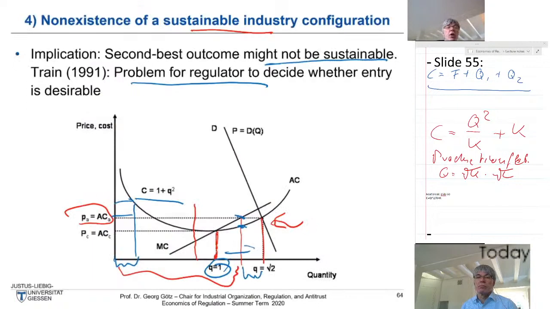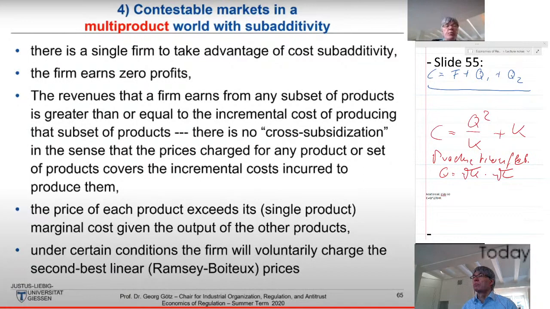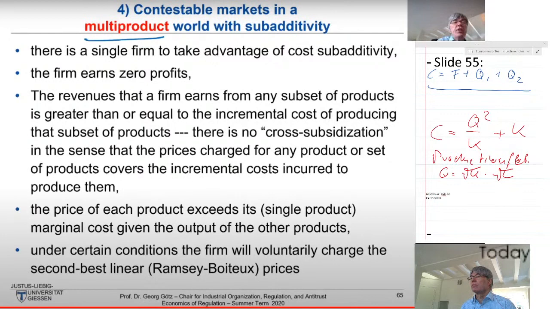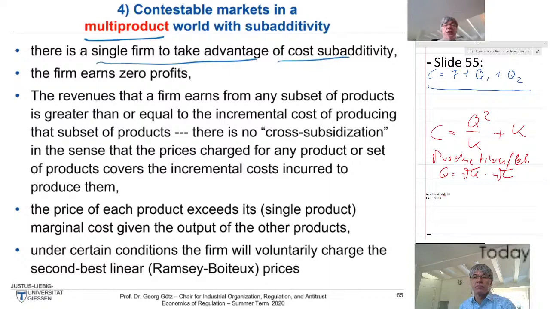Of course, from a more general point of view, it's interesting, as we introduced economies of scope previously, how contestable markets work in a multi-product world and what the result will be. The point is rather straightforward. If there is global cost sub-additivity, a single firm will take all of the advantages of cost sub-additivity. This firm earns zero profits, and the revenues that firm earns from any subset of products are greater than or equal to the incremental cost of producing that subset of products.